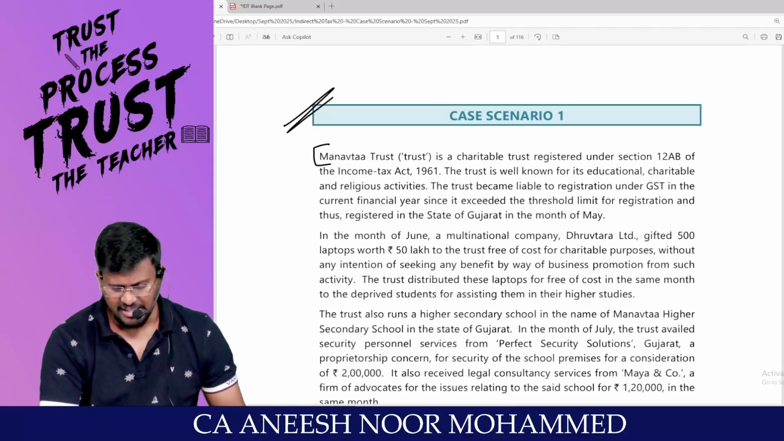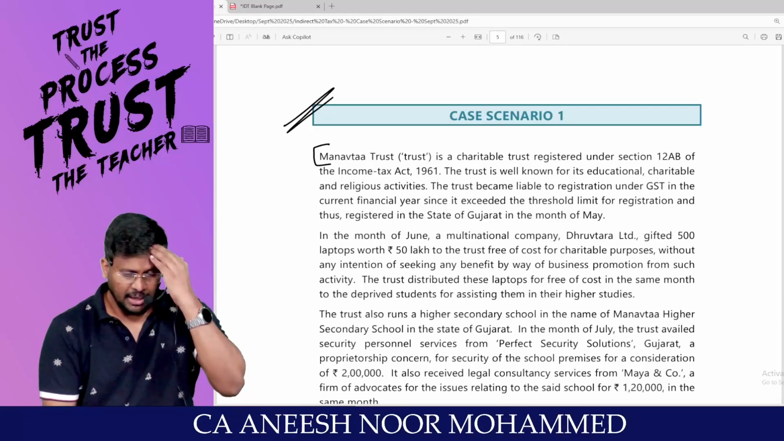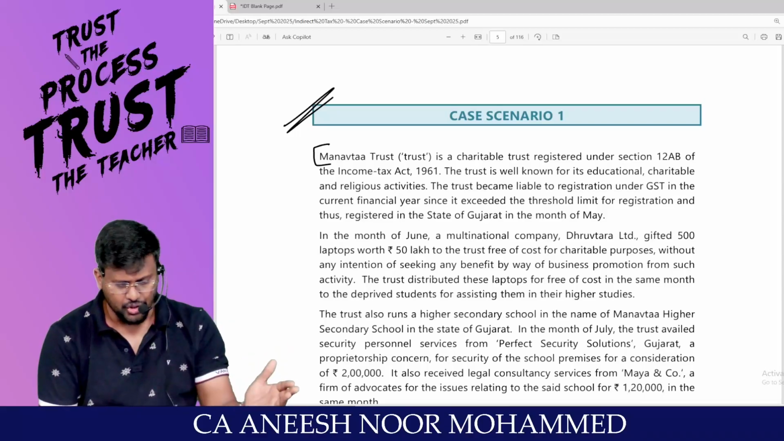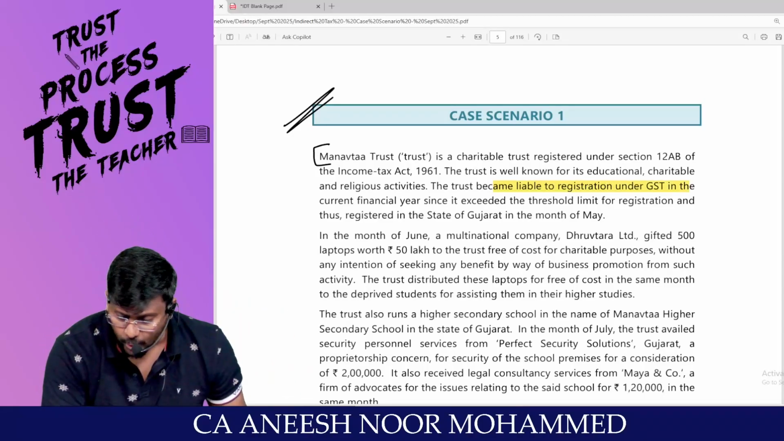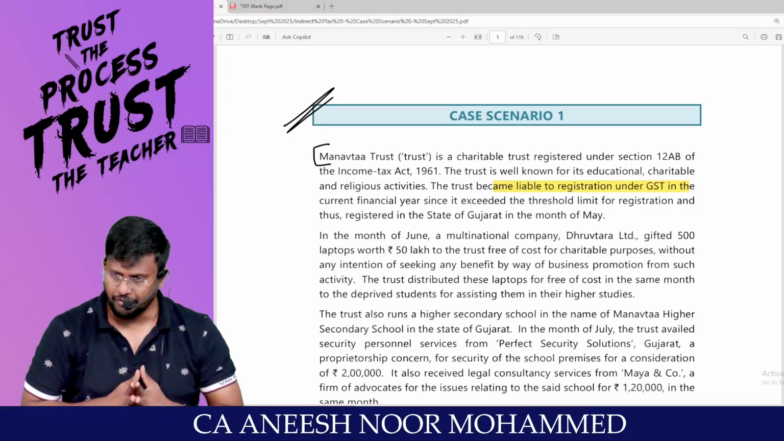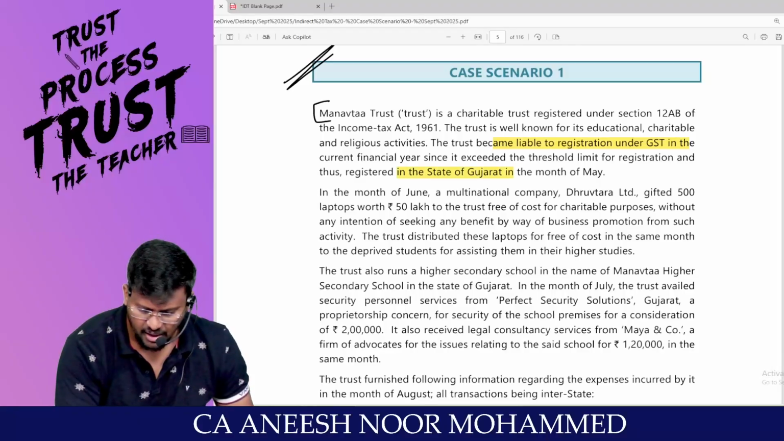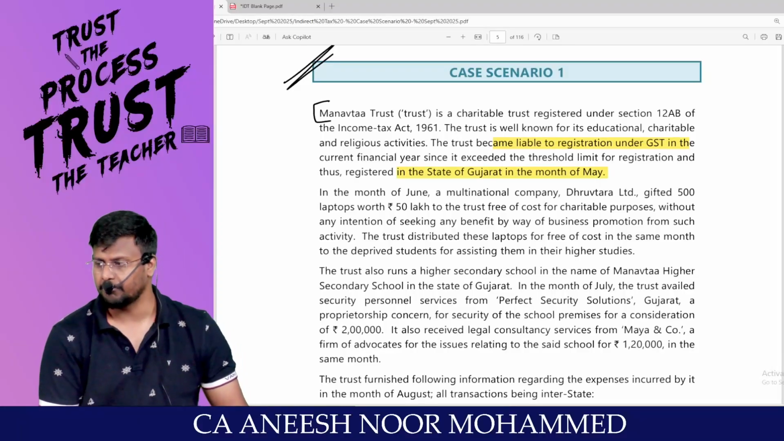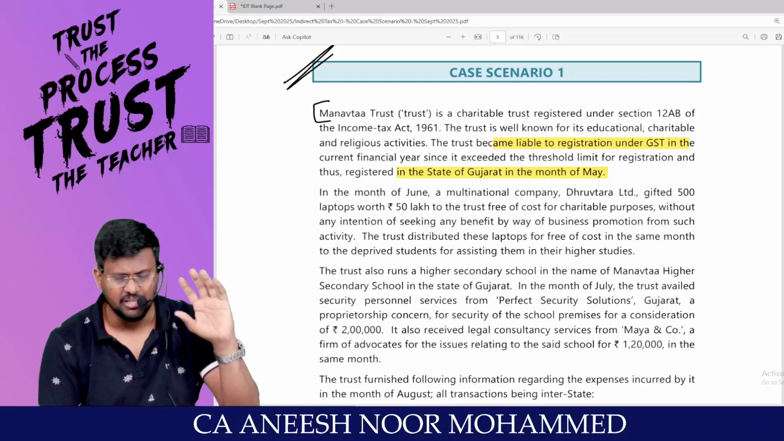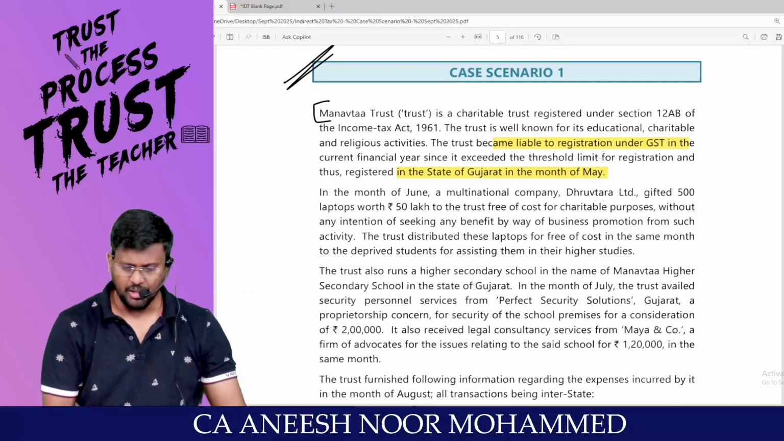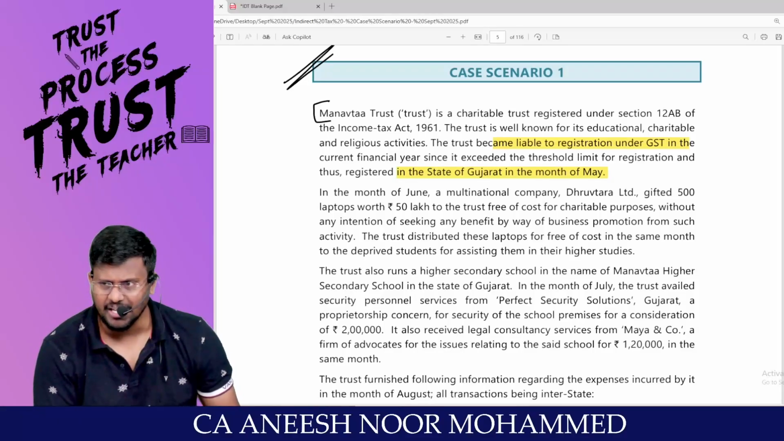Manatwa Trust is a charitable trust registered under 12AB of the Income Tax Act. The trust is well known for its educational, charitable, and religious activity. Trust became liable to registration under GST in the current financial year, since it exceeds the threshold limit of registration, thus registered in the state of Gujarat in the month of May. Super, sir. That means the trust is a registered charitable trust. They are going to take registration because their aggregate turnover exceeds 10 lakh or 20 lakh or 40 lakhs, as the case may be.